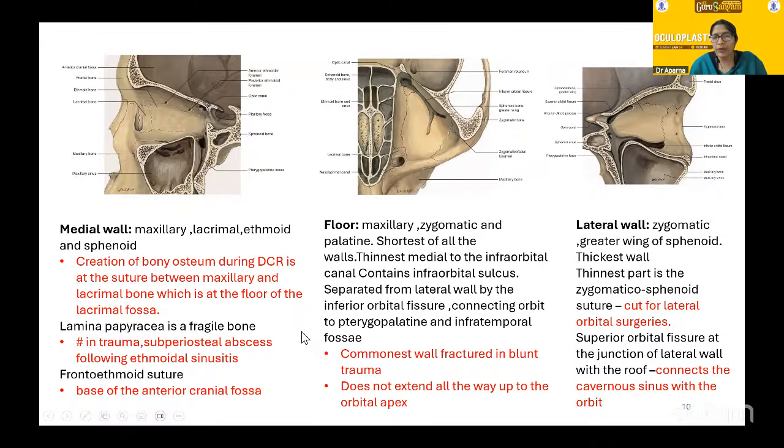The floor of the orbit is formed by the maxillary, the zygomatic, and the palatine bone. It is the shortest of all the walls. It is thinnest medial to the infraorbital canal, contains the infraorbital sulcus, and is separated from the lateral wall by the inferior orbital fissure, which connects the pterygopalatine and the infratemporal fossae to the orbit. So this is the commonest wall to be fractured in blunt trauma.